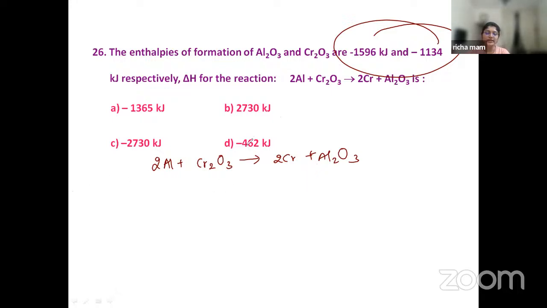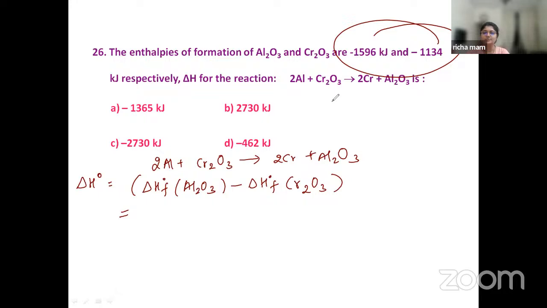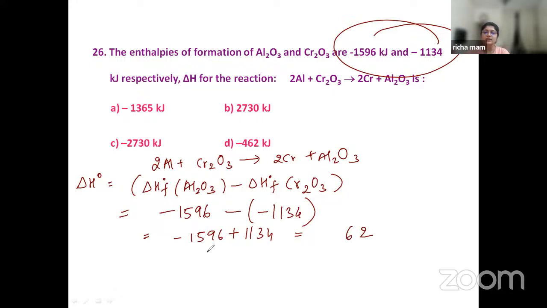So find out the enthalpy change here. Delta H is delta HF of Al2O3 minus delta HF of Cr2O3. Put the value of Al2O3, which is minus 1596, minus minus 1134. After solving, you get minus 1596 plus 1134, so minus 46 kilojoules.